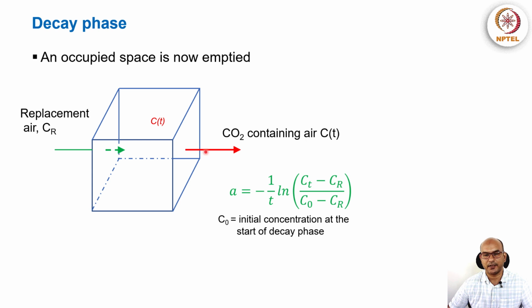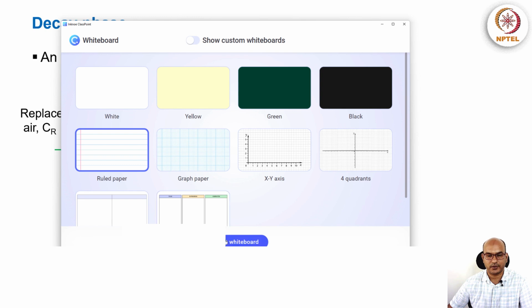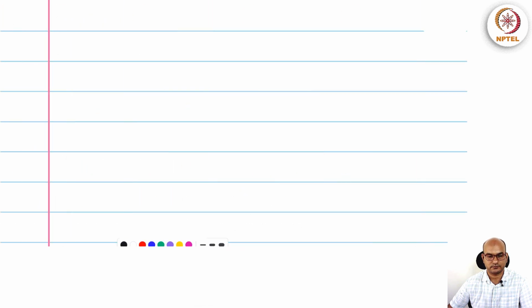So we have replacement air coming in and CO2 containing air going out, and we have the air exchange rate as A equal to minus 1 by t ln of (Ct minus Cr) divided by (C0 minus Cr), where C0 is the concentration at the start of the decay phase, at which we remove the source and let the flushing happen. So now we can again derive this as we have done previously. So now we will again start our whiteboard. Let us say we have the mass and concentrations.